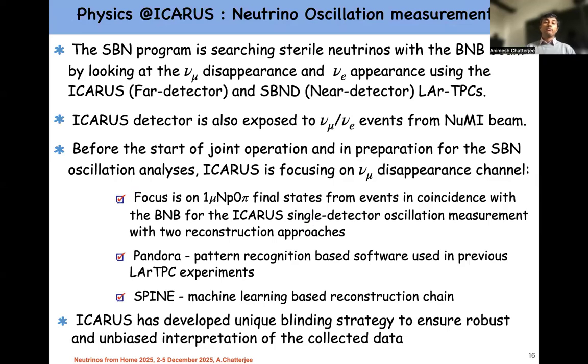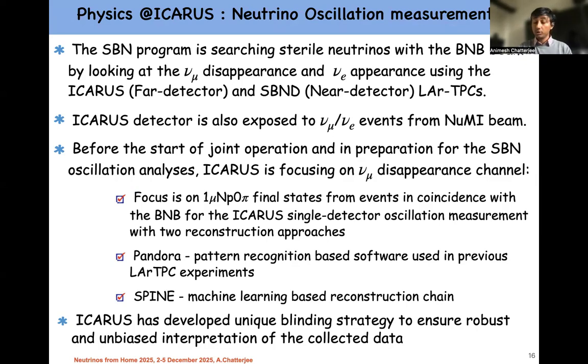Now, going through the physics analysis, mostly the sterile neutrino oscillation measurement, the SBN program is searching for the sterile neutrino with the BNB, looking at the nu_mu disappearance and the nu_e appearance channels, both for ICARUS and SBND. The ICARUS detector will particularly have both the BNB beam as well as the NuMI beam.